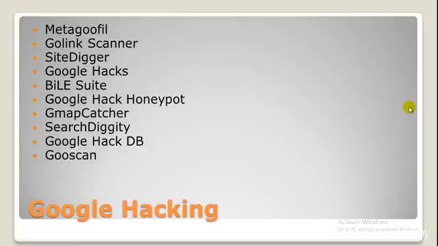Then we have Google Hack Honeypot, which is a reaction to a new type of malicious web traffic, and it is a search engine for hackers. You can check it at ghh.sourceforge.net. GHH implements the honeypot theory to provide additional information security to your web presence. We have Gmap Catcher, Search Diggity, the Google Hacking Database, as I showed you, and finally GooScan. GooScan is a tool that automates queries against Google search appliances, and these queries are designed to find potential vulnerabilities on your websites. So that would be it for this tutorial.